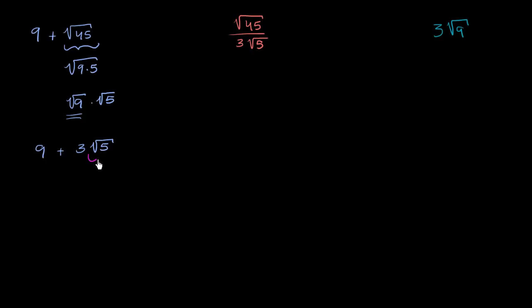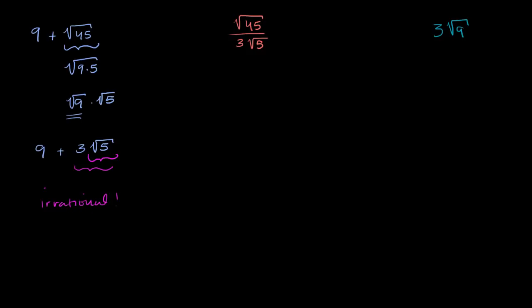So square root of 5 is irrational. You're taking the square root of a non-perfect square right over here. Irrational. 3 is rational, but the product of a rational and an irrational is still going to be irrational. So that's going to be irrational. And then you're taking an irrational number and you're adding 9 to it, a rational number. But you add a rational to an irrational, and you're still going to have an irrational. So this whole thing is irrational.